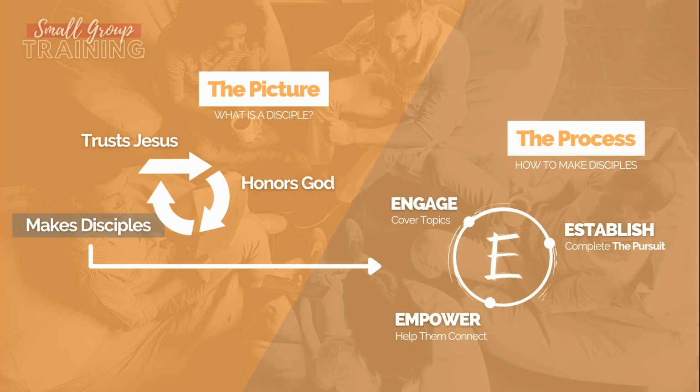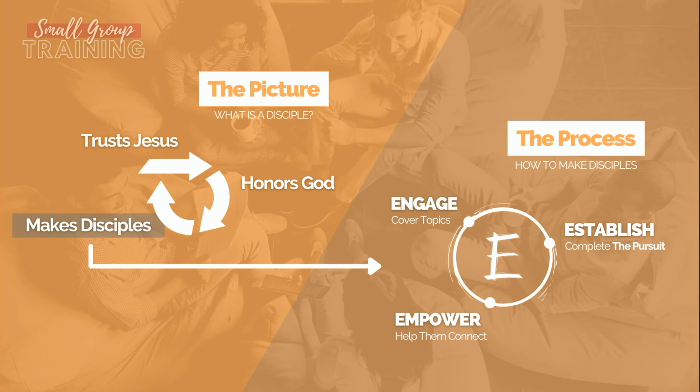That, of course, leads to the process for making disciples. We call it the 3E process. First, you engage them by covering topics and series, and think about it, you'll be doing that over time in your small group. You're going to be engaging people by covering topics and series with them. At some point, then, you'll want to establish them in the faith, and that's where you're going to complete the pursuit, that 12-week series that I showed you earlier in this video. That's where they will learn about trusting Jesus. They'll learn about sin and Jesus and salvation. They'll learn about honoring God, and they'll even learn about making disciples.